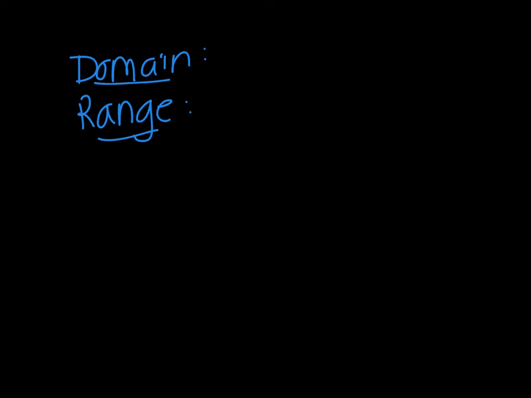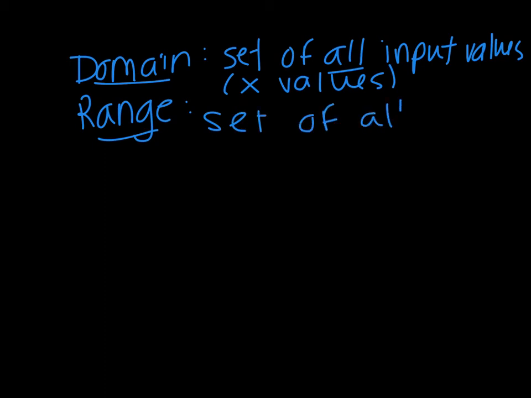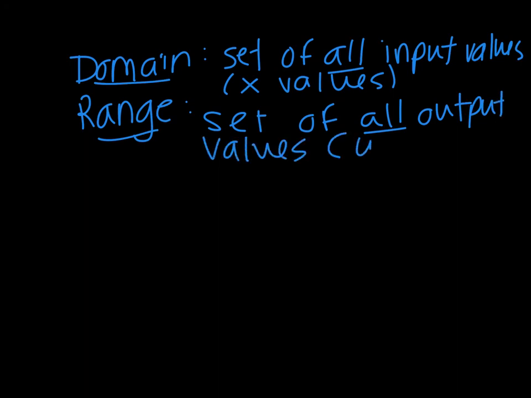So the last new vocab words that we use with functions are domain and range. Domain is the set of all input values. So domain is associated with the x values, whereas range is the set of all output values. So it's associated with all the y values of the function.